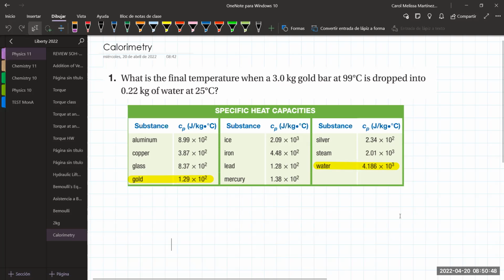So what do we know about each of them? As I told you many times, you have to separate your given according to the substances that you have. So here I'm going to write about gold, and here I'm going to write about water. What do I know about gold? I know the mass, that is 3 kilograms.